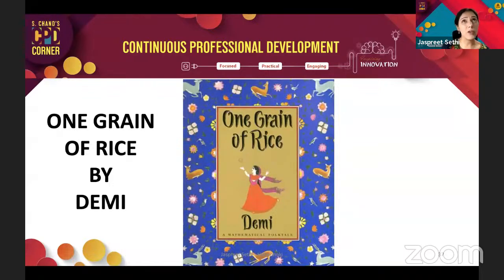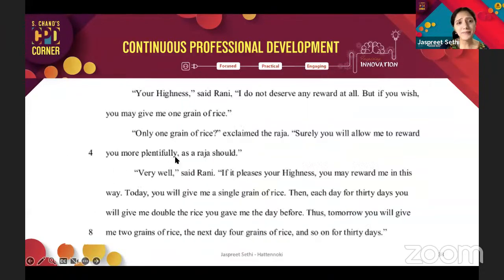Another good one, which is almost till 7th, 8th grade, I have used it even for 9th grade for exponents. Another favorite book of mine is One Grain of Rice by Demi. And this is about a Raja in India, who thinks he's always fair. And he's always collecting everybody's rice for storage, saying that in case there's any famine, I am the one who's going to be the provider. So if you're growing any rice, please give it to me. So he's collecting sacks and sacks of rice. And one day, there's a girl called Rani, and there was a bag of rice.